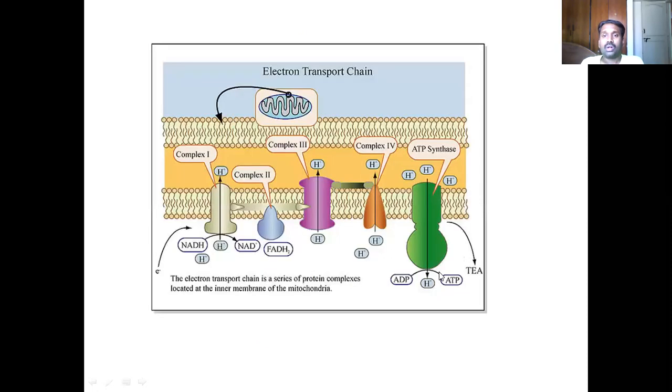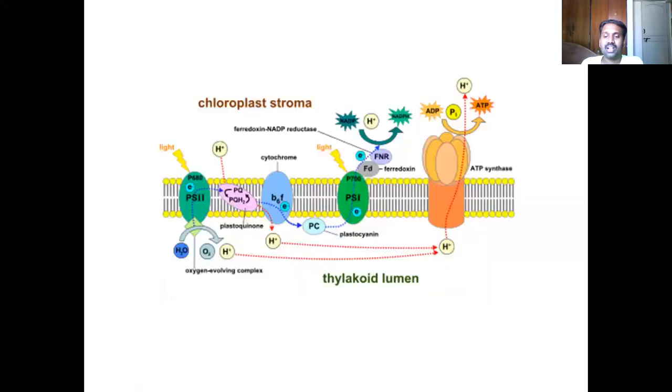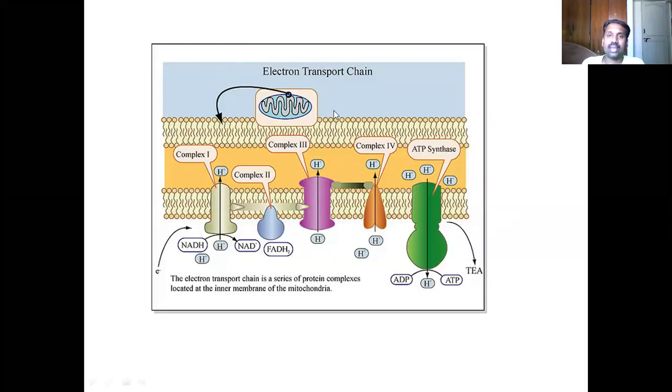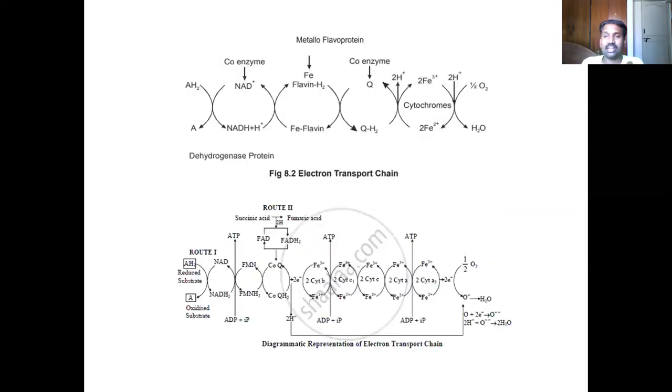Therefore, the complex 4 is also called, the other name of complex 4 is cytochrome oxidase. Why? Because it directly reacts with oxygen. And oxygen is always called the terminal electron acceptor of ETC, electron transport chain.